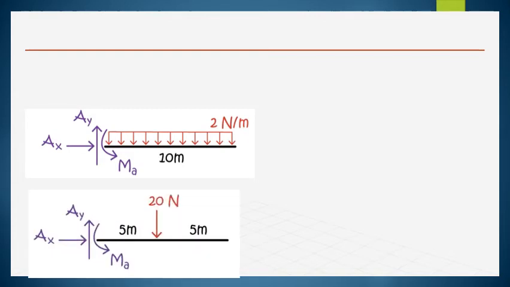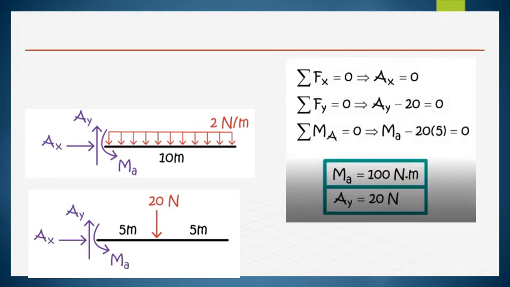So I am interested only in the total intensity or the resultant of this UDL, that is 2 into 10, W into L. See, 20 Newton. It acts at a distance of 5 meter, half of 10 meter from either end. This is how we convert the UDL into point load, and then we do all the other calculations by applying the conditions of equilibrium.